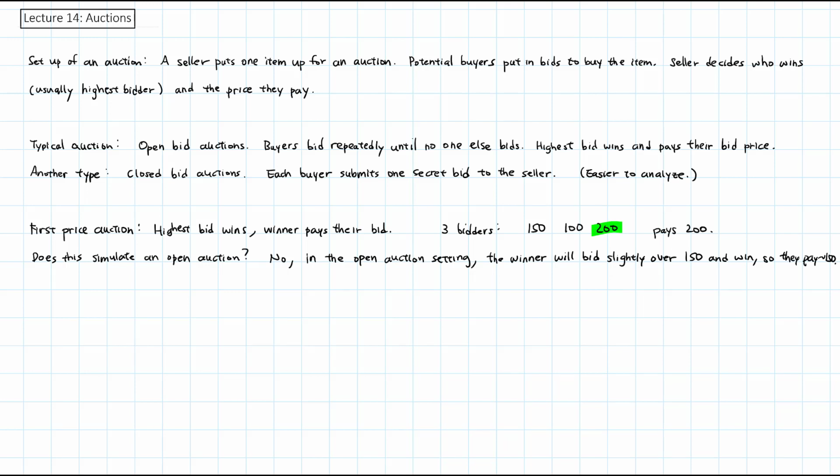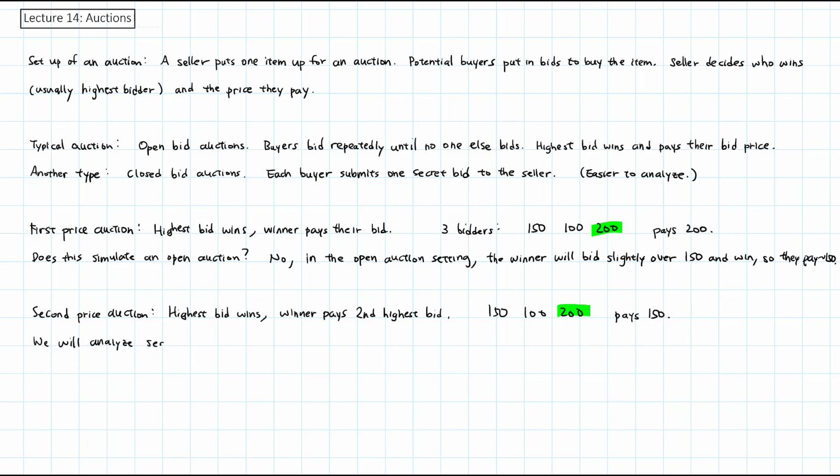So that leads to the idea of a second price auction. The highest bid still wins, but the winner pays the second highest bid. So in the case of the three bidders here, the one who bids 200 wins and pays the seller 150. And this simulates the idea of an open auction a bit better.